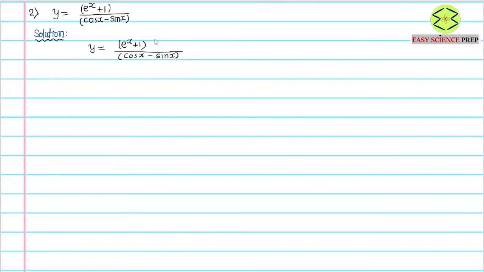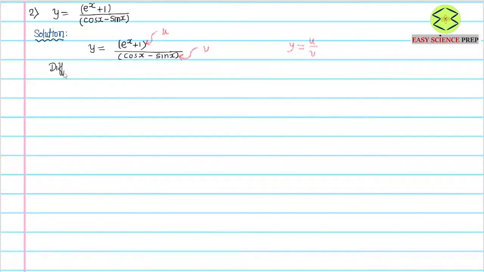So if you look at this, this is going to be u and this is going to be v. Okay. And now we have y equals u by v. So what is going to be the differentiation of the given function? Let me differentiate by using the quotient rule.